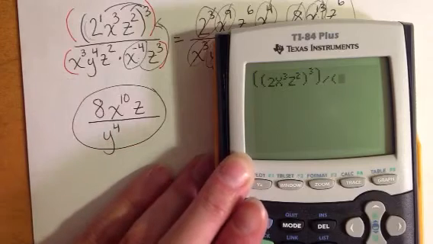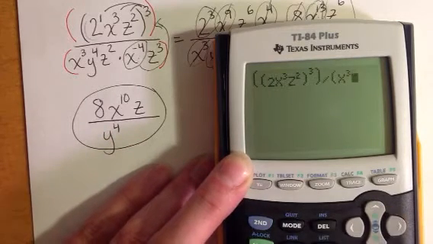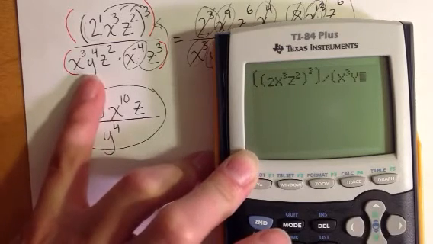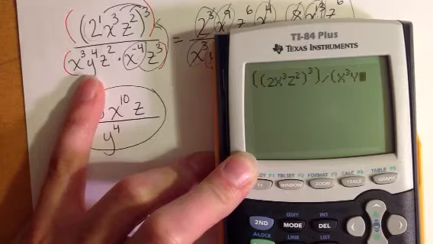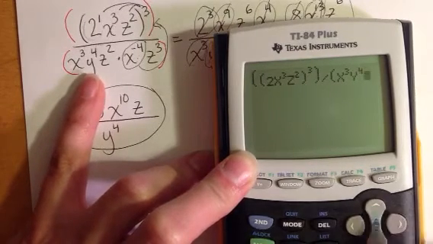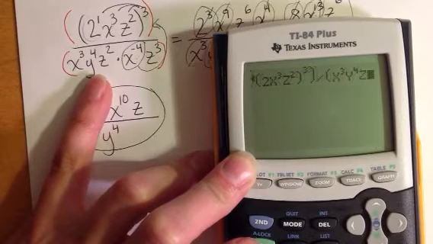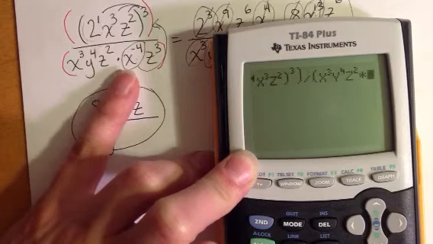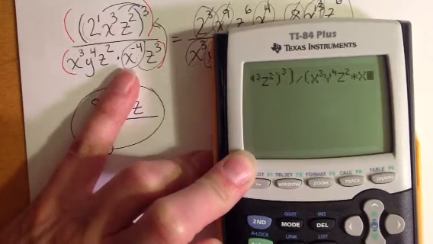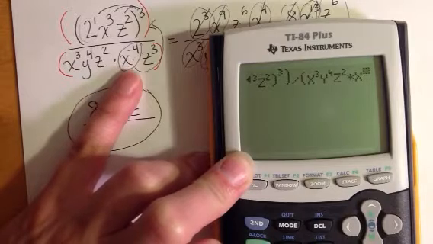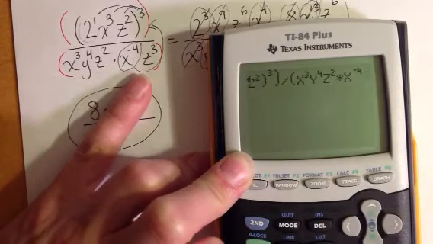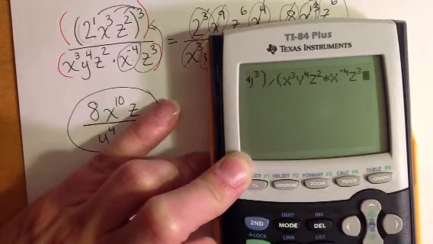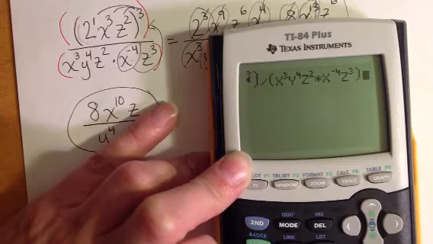X cubed, get out of the exponent, alpha y, see, I have to use my finger, I'm getting lost, alpha y to the 4th power times alpha z squared times x to the negative 4th power, out of the exponent, alpha z to the 3rd power, get out of the exponent. Now close that whole parentheses around the denominator.